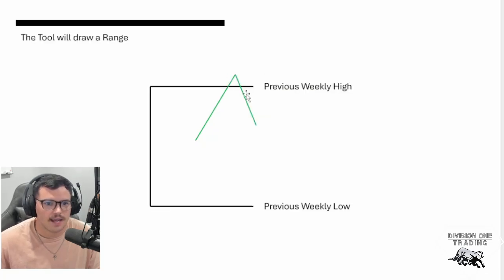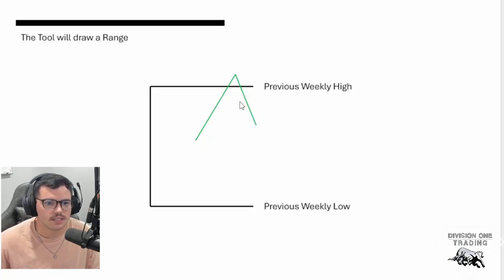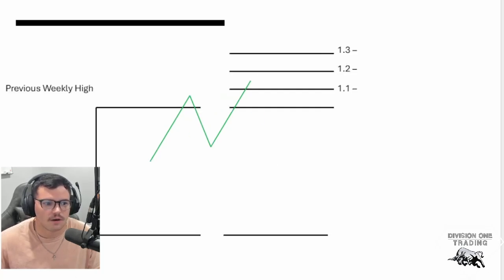So again, whether you're using the daily or the weekly, it's the same thing. So if we break the previous weekly high, we retrace to our internal numbers, and then we start looking for our external numbers. We find the probability that's between 60 and 40%, and we target that as a TP. So for here, you could target that 1.3 level because it has a 45% probability.